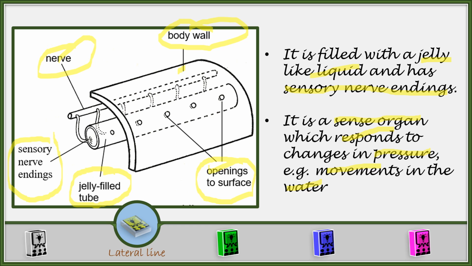It is made up of the gel-filled tube, which has got openings to the surface. And this gel-filled tube is connected to the nerve by the nerve endings. So it senses any change in pressure of the environment, like the movement of water around the body wall. They will sense that change in pressure and they will respond accordingly.